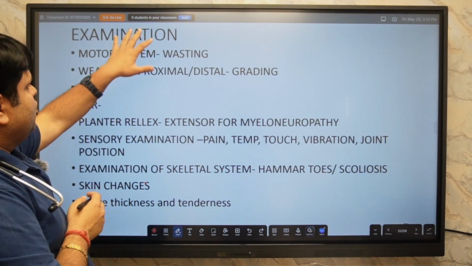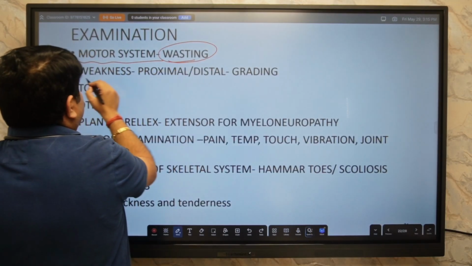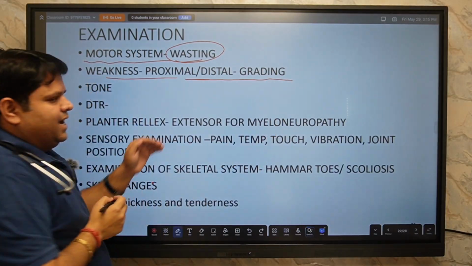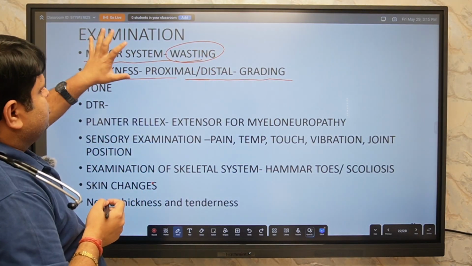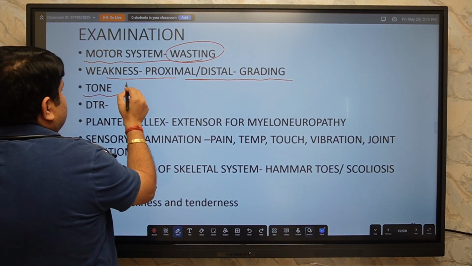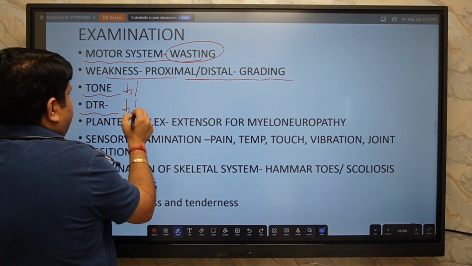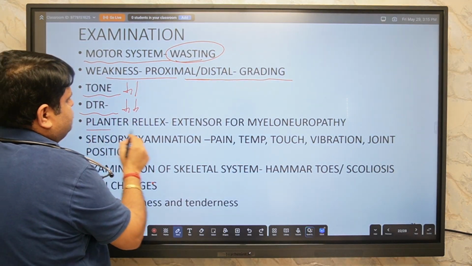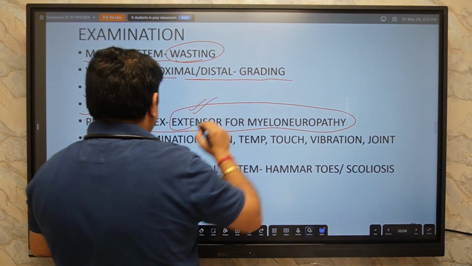Now the examination. An important point in the examination is the examination of the motor system. We look for wasting, and for weakness, like proximal weakness or distal weakness, and the grading. In GBS and CIDP, both proximal and distal weakness are present. In other peripheral neuropathies, there is mainly distal weakness. The tone is usually reduced or absent, hypotonia is there, and DTR is usually reduced. But in myeloneuropathy, the knee reflex may be brisk, and we should examine the plantar reflex for extensor response.